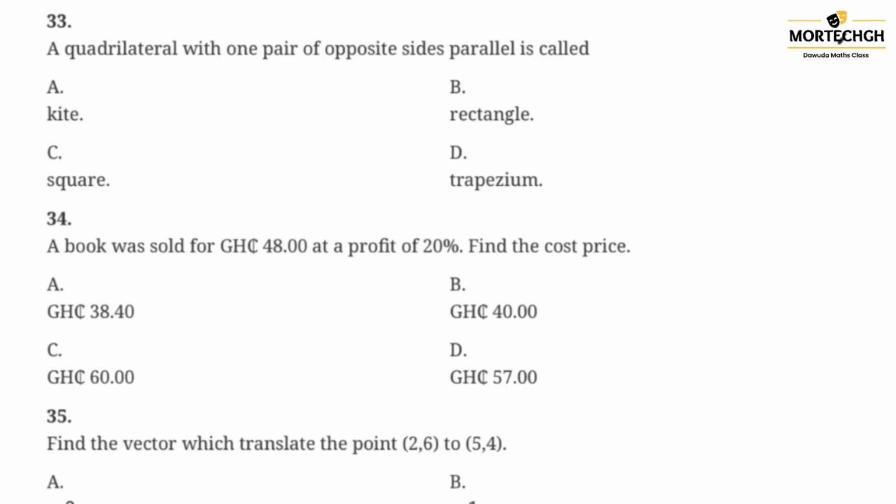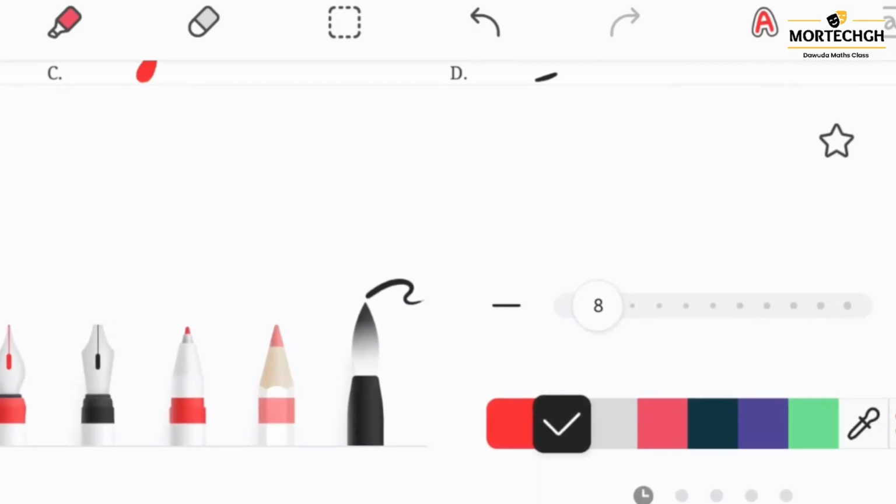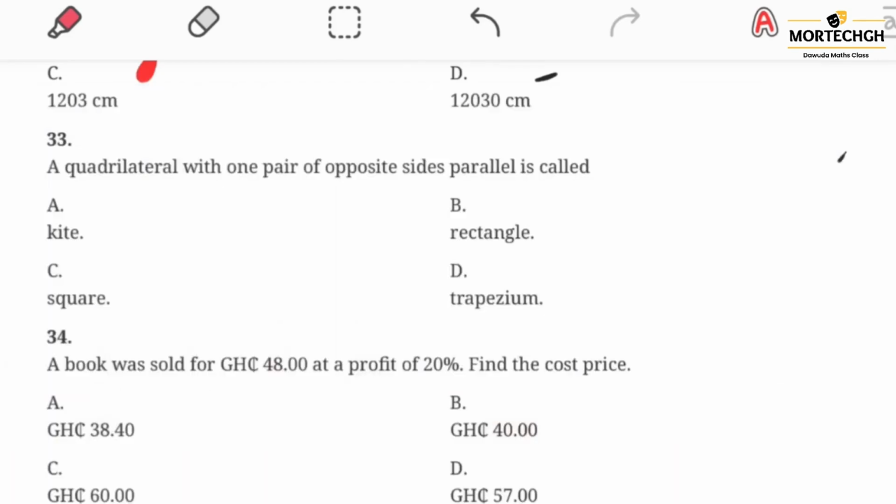Question 33. A quadrilateral with one pair of opposite sides parallel is called. So let's consider A, a kite, like this. It is disqualified because it doesn't have one pair being parallel. It doesn't have parallel sides.